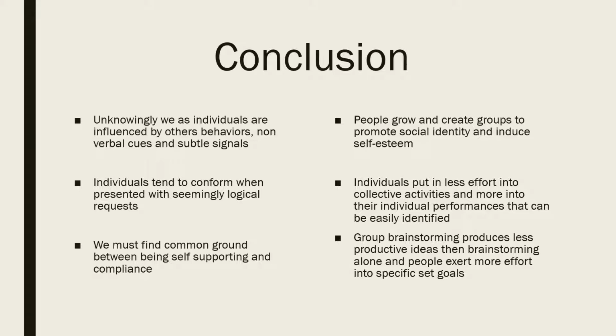In conclusion, I have bulleted 6 key points of social influence. The first being unknowingly, we as individuals are influenced by others' behaviors, nonverbal cues, and subtle signals. Secondly, individuals tend to conform when presented with seemingly logical requests. We must find common ground between being self-supporting and compliance.